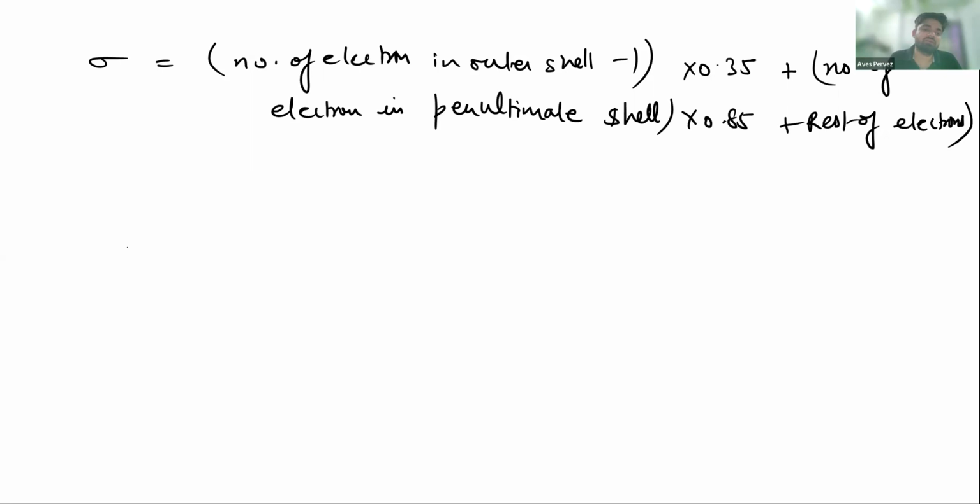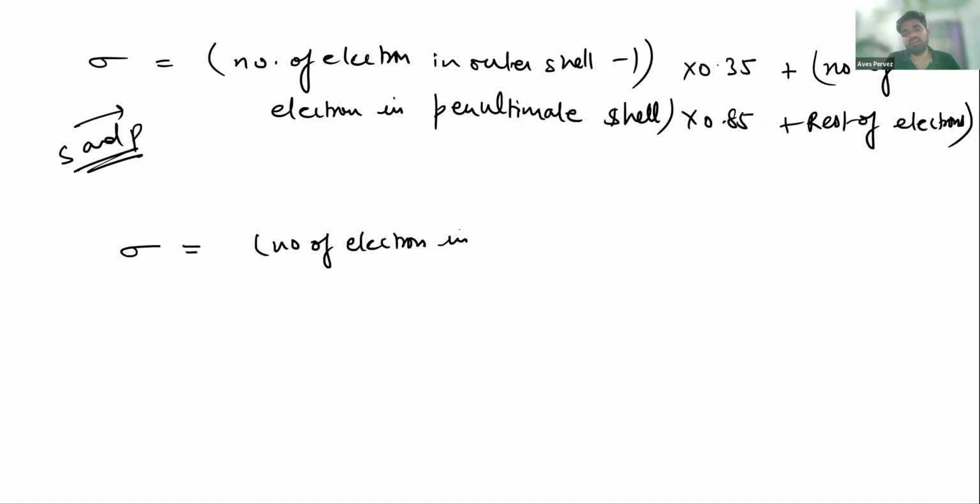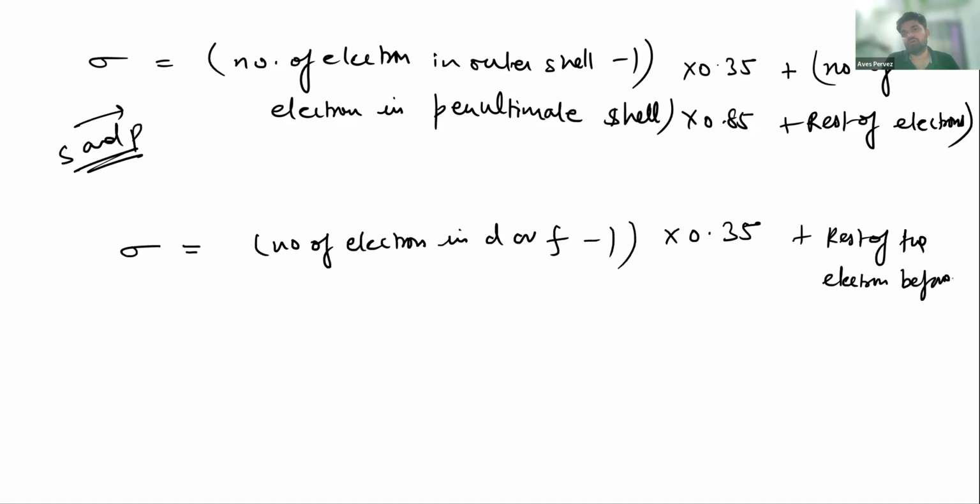And what was the other formula? This was for the S and P block. And what is the formula for F and D block? Number of electrons in the D or F subshell only, minus 1, into 0.35, plus the rest of the electrons before the D or F subshell. Got it?